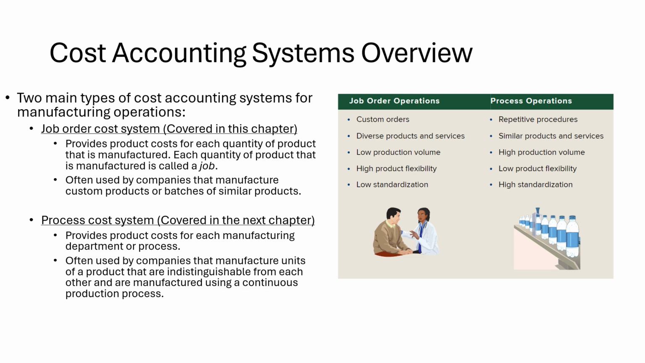On the opposite side of things, you have the process costing, which is very repetitive. It's similar products and services, high production volume, so mass produced, low product flexibility. They're all basically the same type of unit, and there's high standardization across the board with those products.